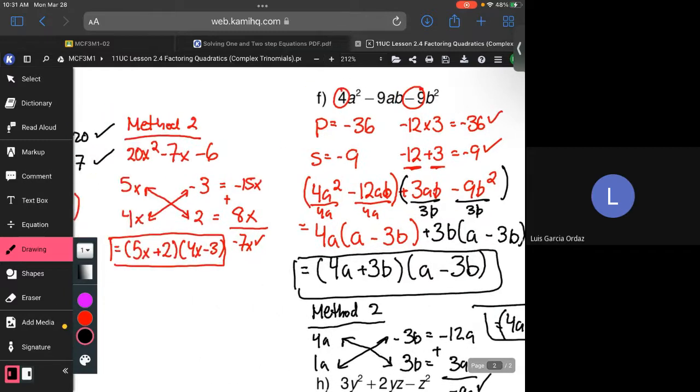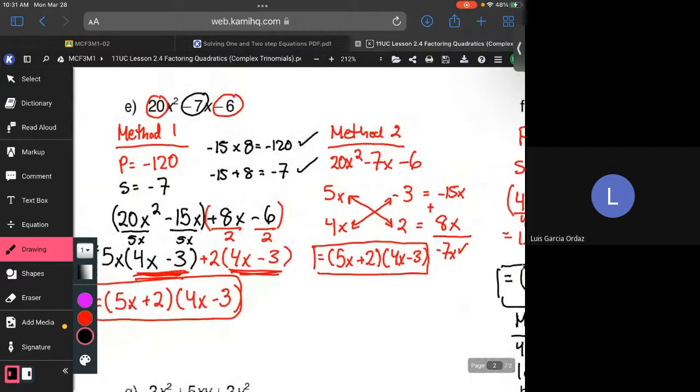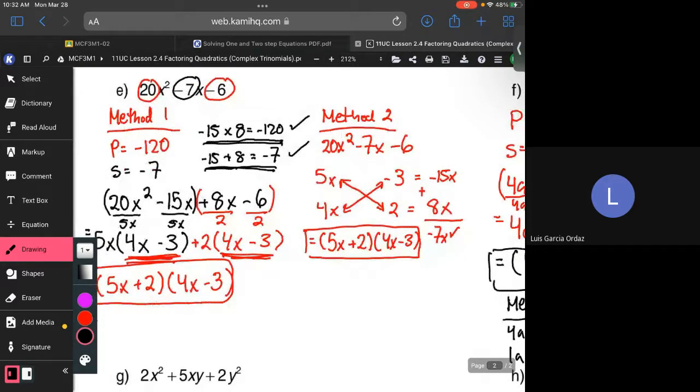So over here, you saw how we did -15 times 8 gave me -120, and then -15 plus 8 gave me -7. I'm just giving you an example. So these were our factors, right? Now, in order to use method 1, I have to rewrite the whole equation. So I keep my first term the same, 20x squared. It stays the same. And -6 stays the same as well.